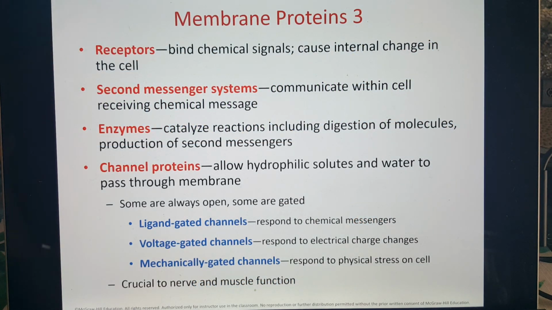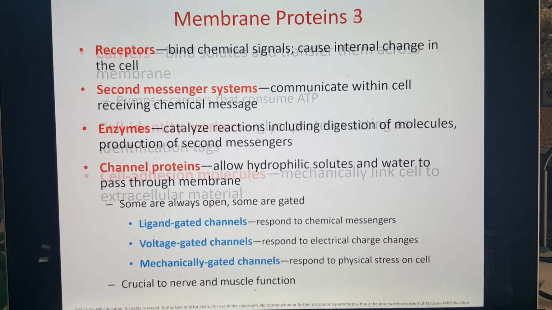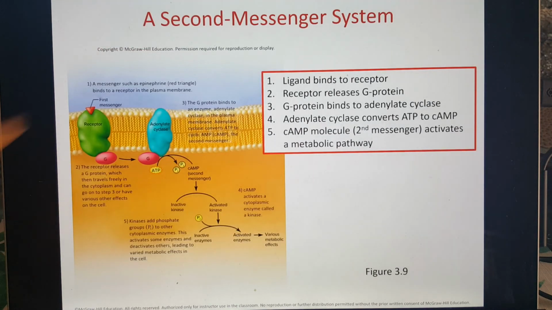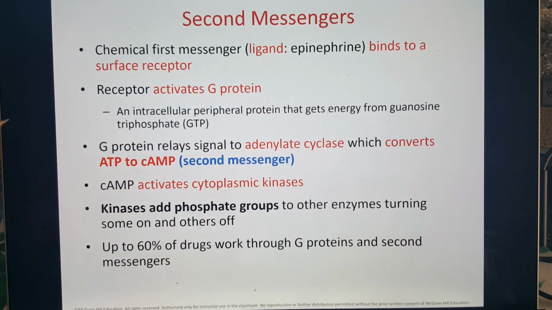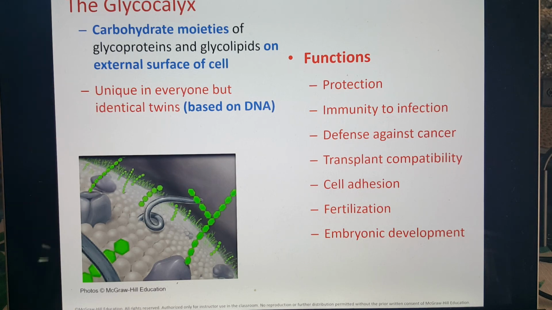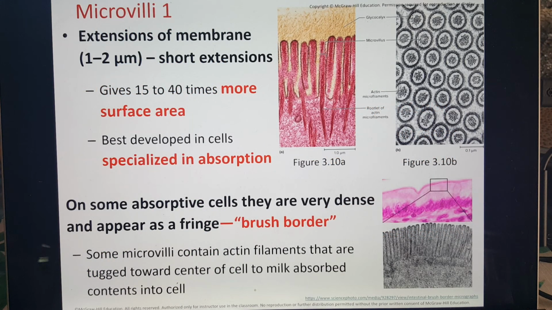Okay, so here is more of a text version of what I just said. Different types of channels, how they're opened for your gated ones. So either a chemical messenger, a change in voltage, or a mechanical one, where it literally gets pulled open. Okay, I'm going to skip through this portion. Okay, glycocalyx, talked about it and its function.